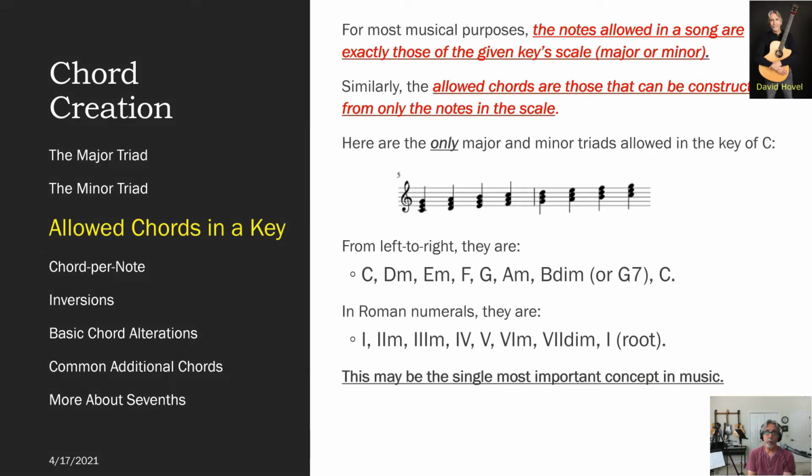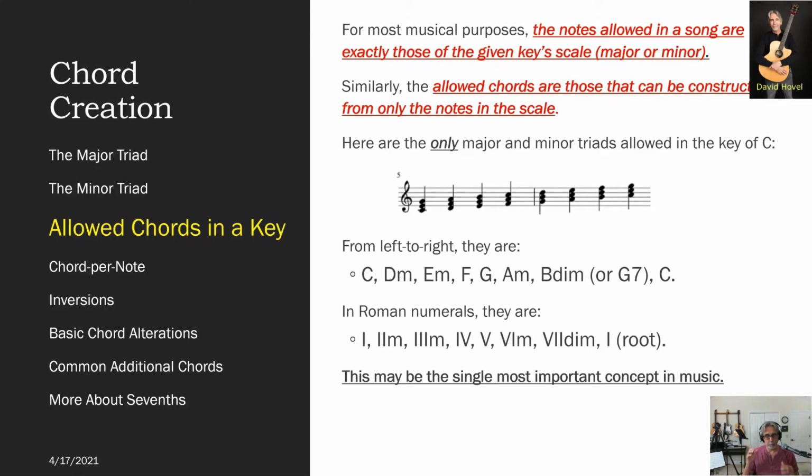So here we go with some of the most important stuff you'll ever learn about music. For most musical purposes, the notes allowed in a song are exactly those of the scale, whether it's major or minor. Those are the ones that are going to be sung. Those are the ones that are going to be written on the page. And even if it's an instrumental or whatever, the notes allowed are the ones from that scale. There are a lot of exceptions to this, jazz, some of the blues. But for all practical purposes, this is the thing you want to tattoo on the top of your brain.